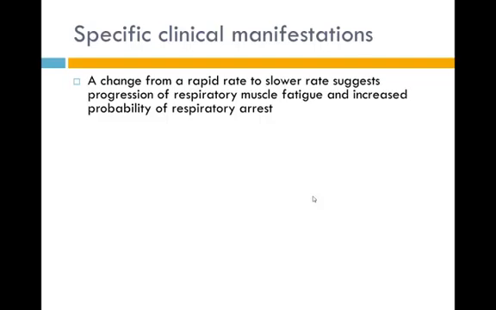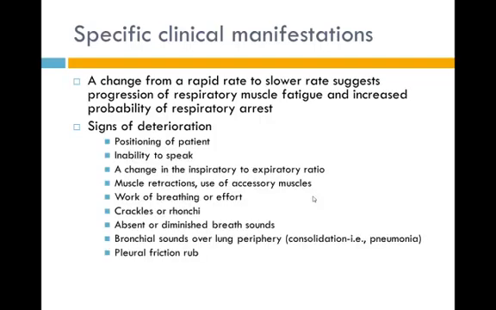Signs of deterioration include a tripoding position, inability to speak, a change in the inspiratory to expiratory ratio, muscle retractions, and use of accessory muscles like the shoulders. The work of breathing itself will be harder. Crackles, rhonchi, diminished or absent lung sounds will be present, bronchial sounds over the lung periphery, and a pleural friction rub. Using your assessment skills will be essential to determining early stages of respiratory distress that could lead into respiratory arrest.